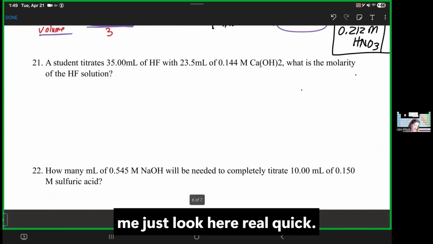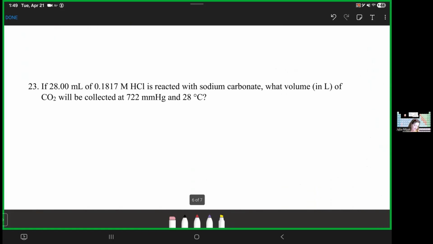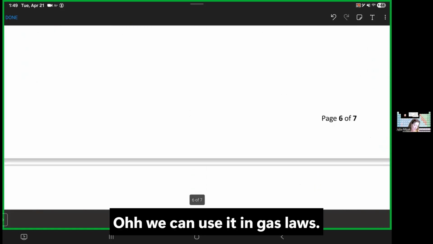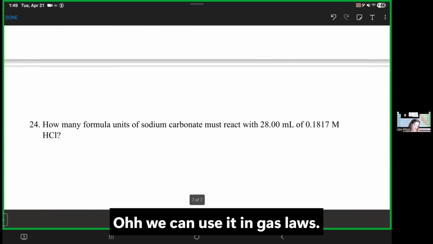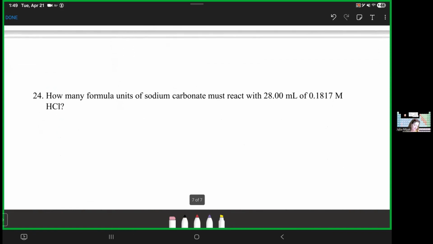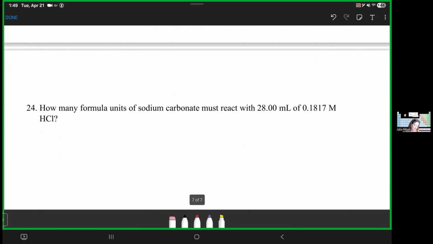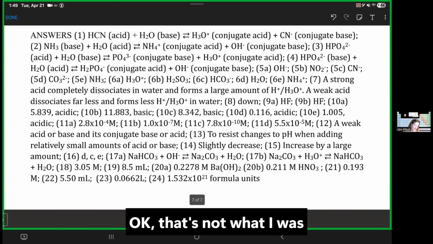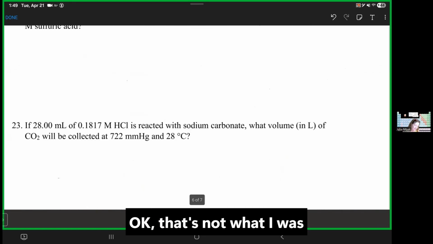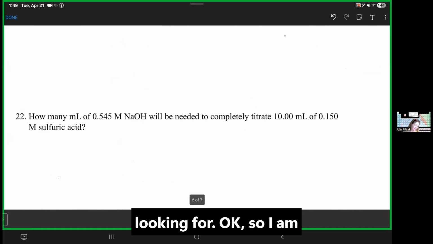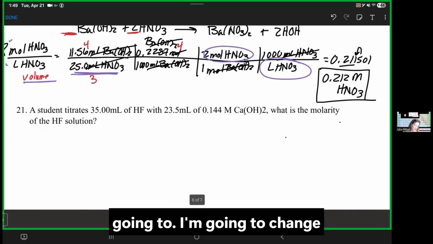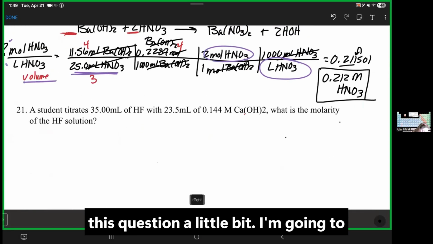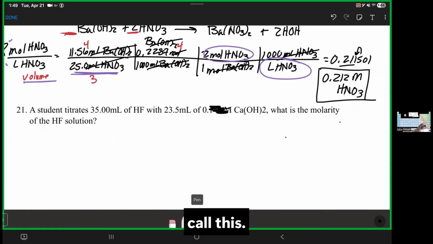Okay, so let me just look here real quick. Ooh, we can use it in gas laws. Okay, that's not what I was looking for. Okay, so I'm going to change this question a little bit.